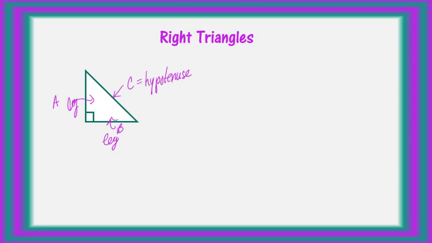Just like the quadratic formula that we talked about was used to find the solutions for a quadratic, we have a way of finding a missing side for a right triangle, and we call that the Pythagorean theorem. The Pythagorean theorem is simply the hypotenuse squared, c squared, set equal to the sum of the squares of each leg. So I have a squared plus b squared.